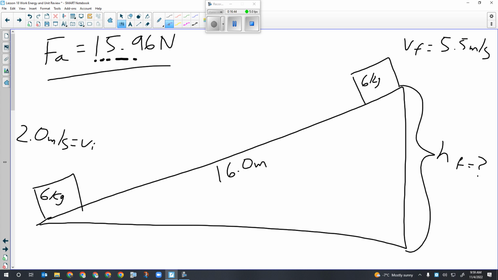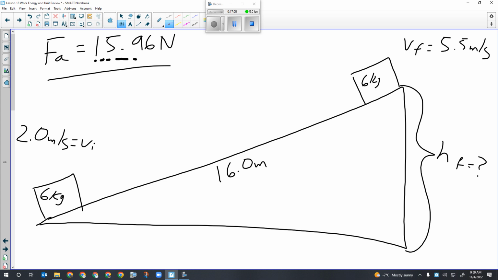Now I'm looking at that force. It's not very big. It's not a huge force at all. We know this ramp is 16 meters long. I would imagine the angle is probably pretty low. And my final height is also probably not very high, given the length of the ramp and how much the kinetic energy changes.